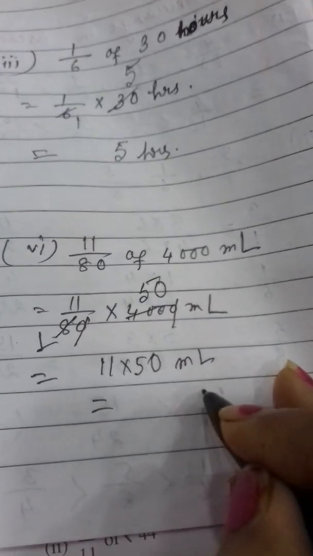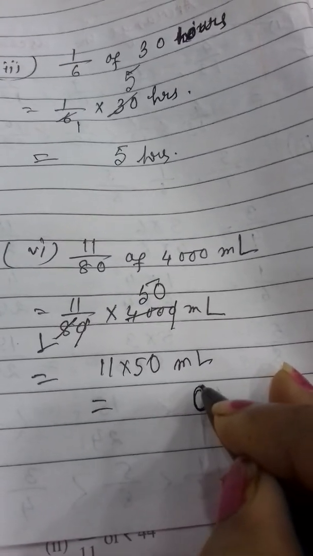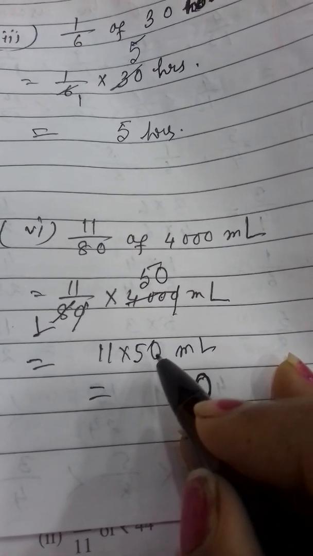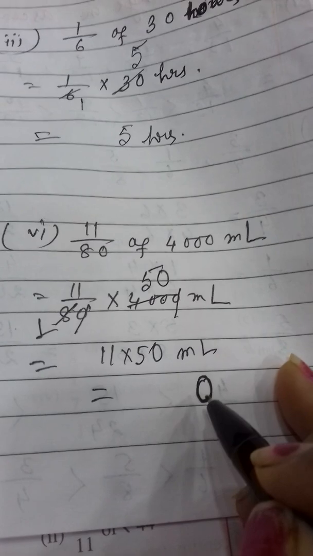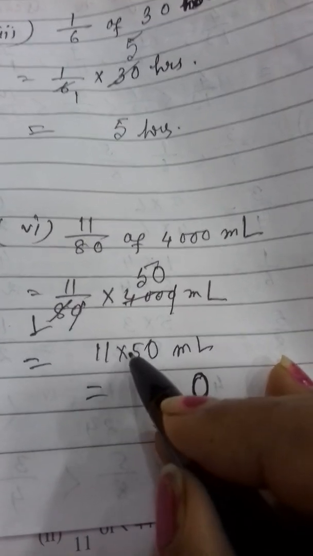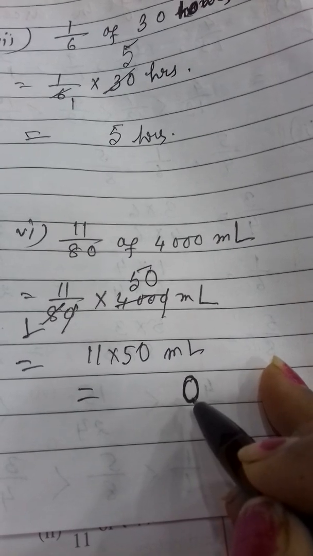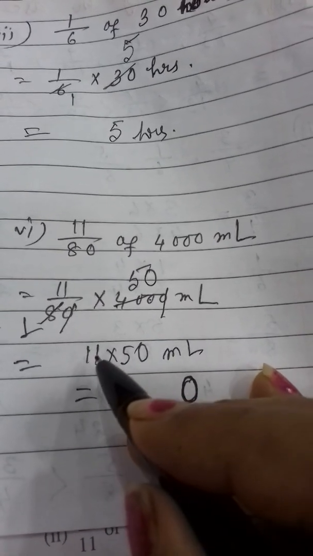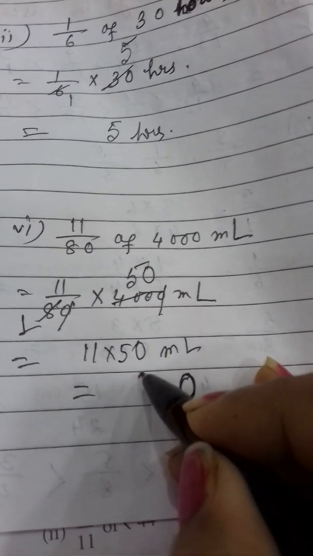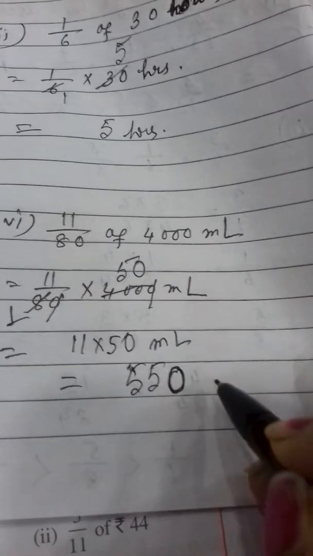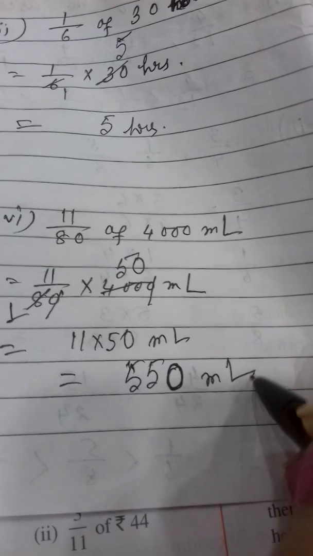Now if 1 zero is there, you know how to multiply with zeros. First you see the number of zeros. Directly first place the number of zeros. Then with the rest of the numbers you multiply. So here 1 zero. So 1 zero you have placed. Now which two numbers are left? 11 and 5. So 11 fives are what? It is 55. That means 550 ml.